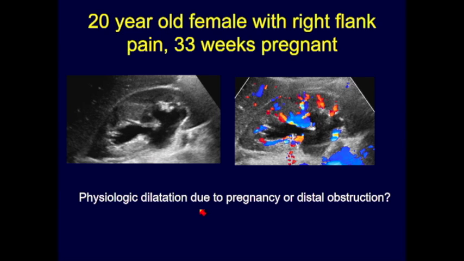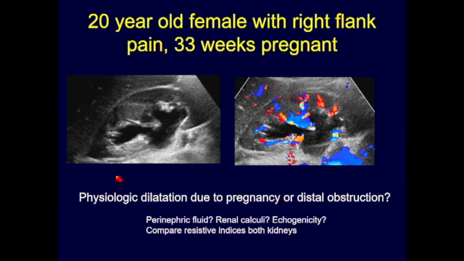Okay, this is a different patient, a 20-year-old female with right flank pain, 33 weeks pregnant. Now, this is one of the most common things that presents to my ER ultrasound sonographers and staff. We have a right kidney that has hydronephrosis, or is it physiologic dilatation due to pregnancy? What can we do? Well, we look carefully to see if there's any perinephric fluid. We look for any renal calculi. We compare echogenicity of right to left and also within the kidney to see if there are any areas that are more echogenic or more swollen than other areas.